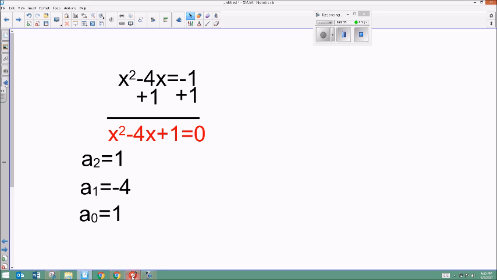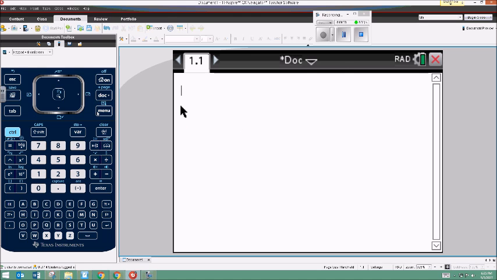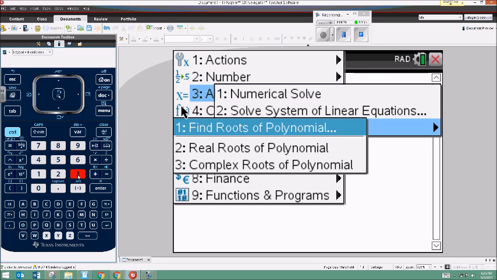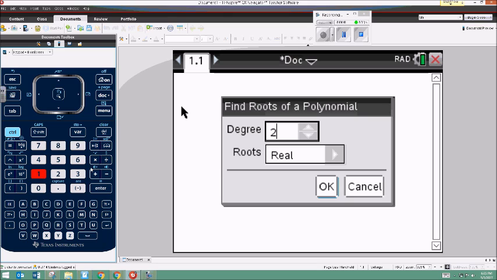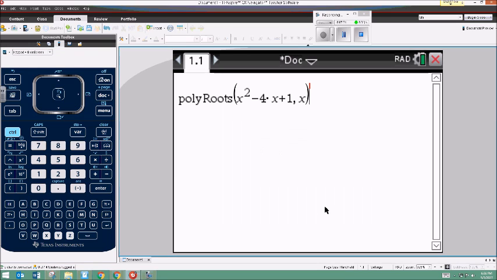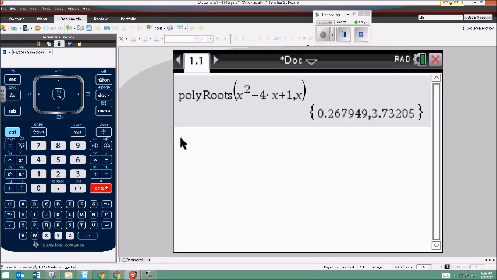So let's go to the calculator. Let's go to menu, 3, 3 for polynomial tools, and 1. The degree is 2 because our highest exponent was 2. Our roots are real, so leave this alone. Now, from our problem, we knew that A2 is 1, then we had a -4, and then another 1 there. Let's press OK. We get this, which should look like our problem now. We press enter and we get this.